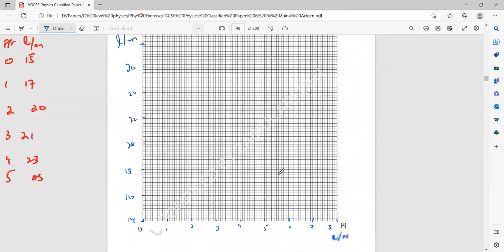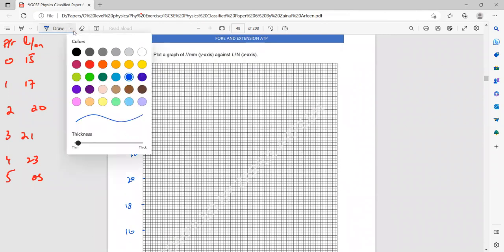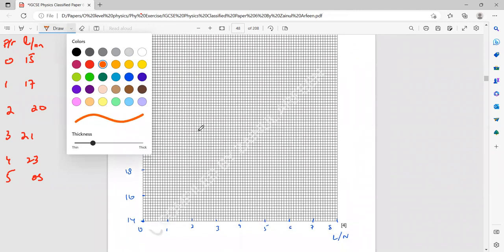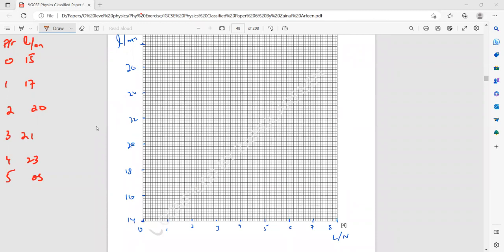Then we have to plot the results. I will roughly sketch this because the boxes are very small. So first we have 0 and 15. So 0 and 15 will be somewhat here. Then we have 1 and 17. Then we have 2 and 20. Then we have 3 and 21. Then we have 4 and 23. Then we have 5 and 25.